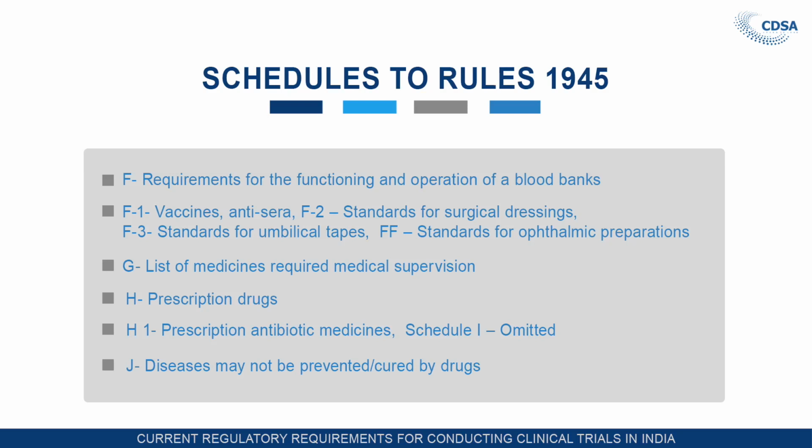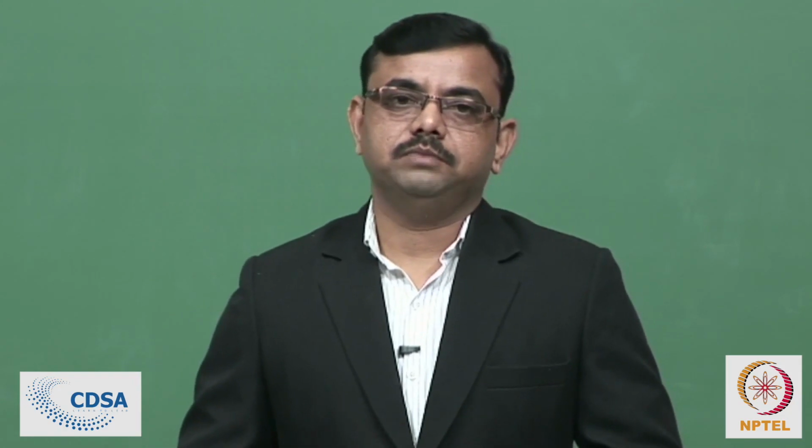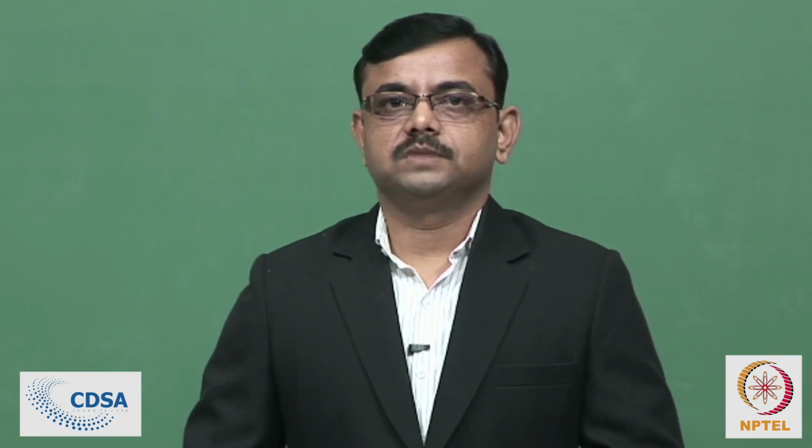Then Schedule J is the schedule listing diseases for which the applicant cannot claim to prevent them. The list of diseases like baldness, cancer, then malaria and other things, AIDS, all these diseases which the applicant or medicine cannot claim that the drug can cure, prevent or treat. The list of such diseases and ailments is given in Schedule J.